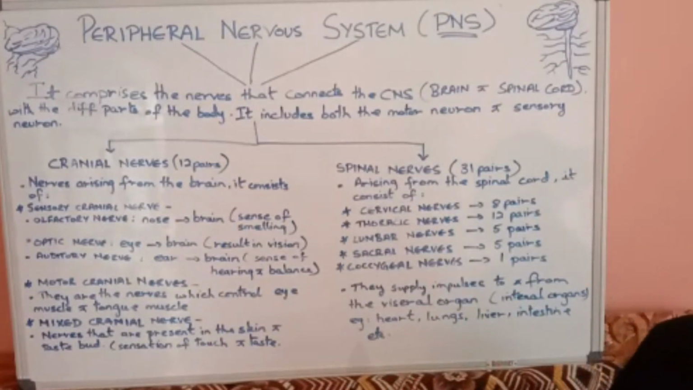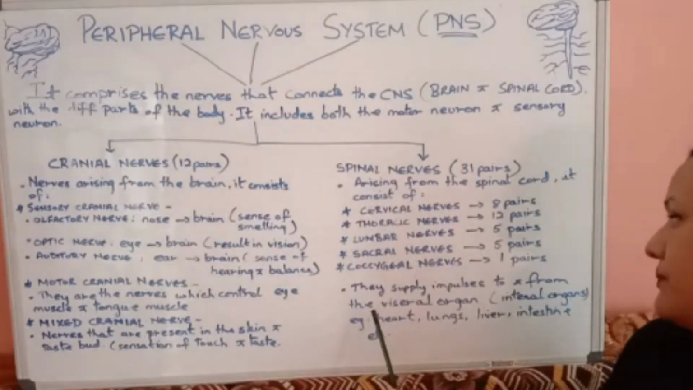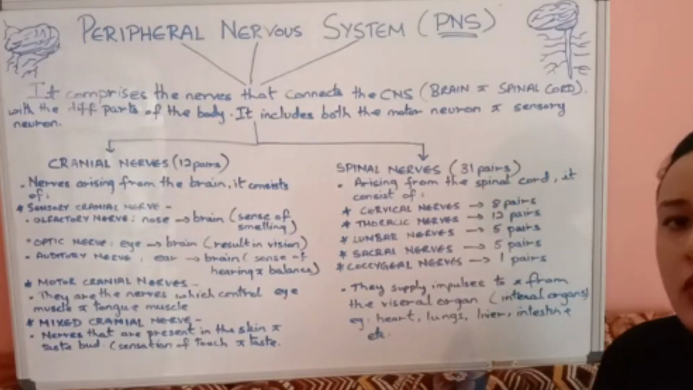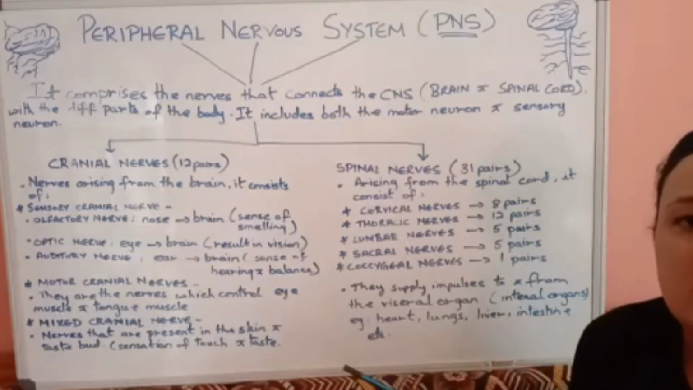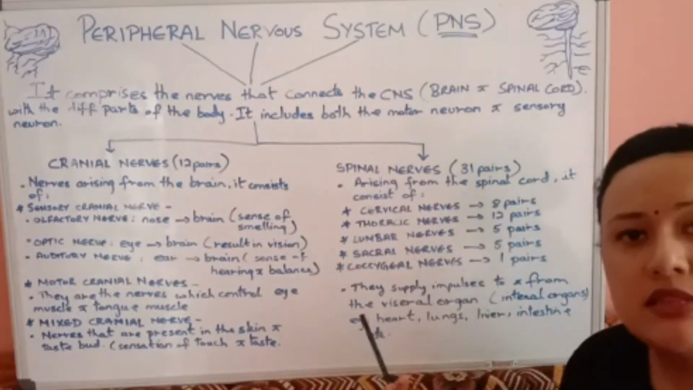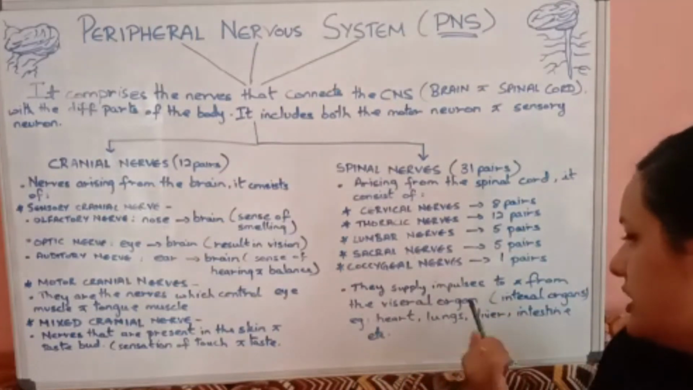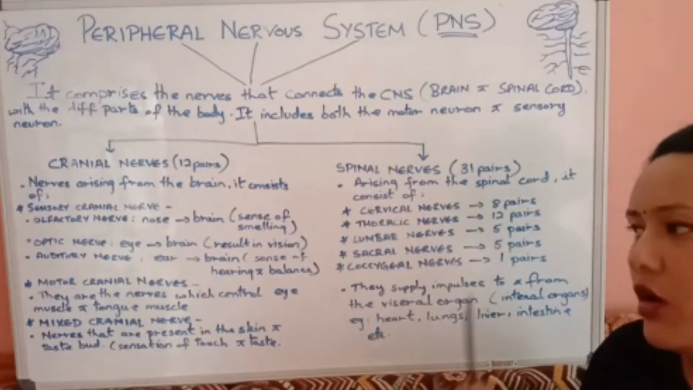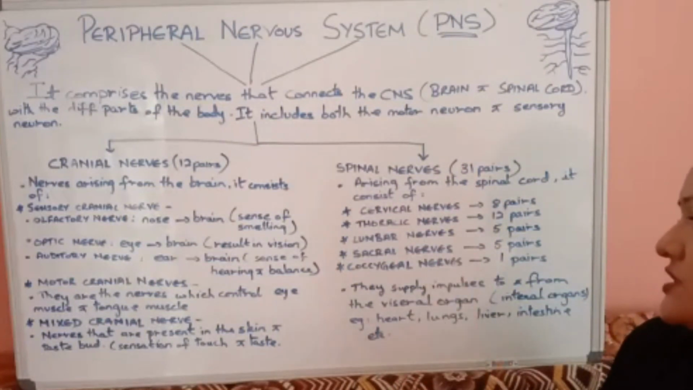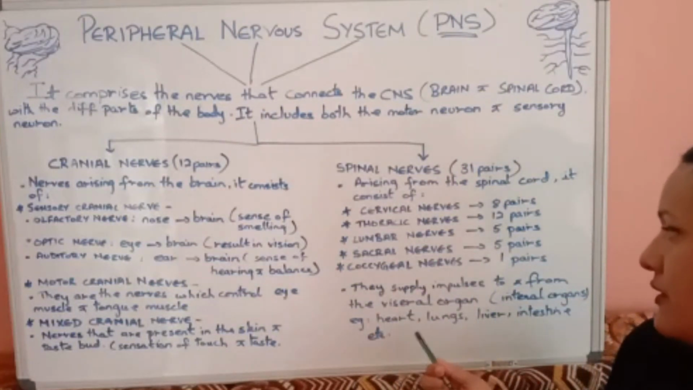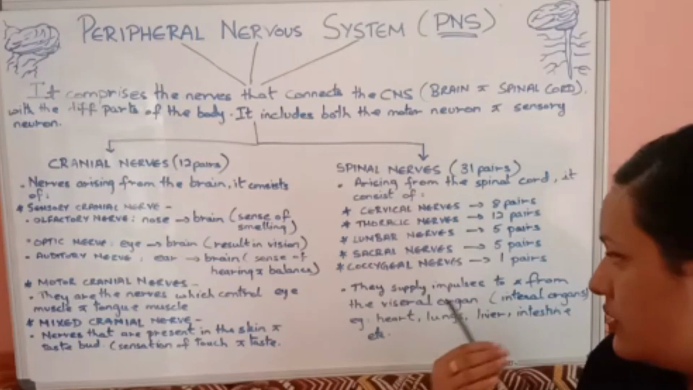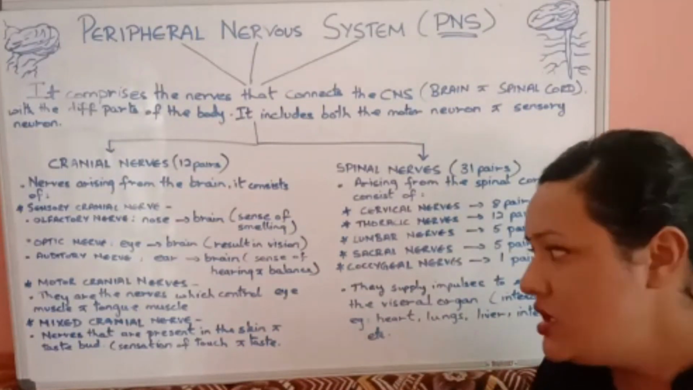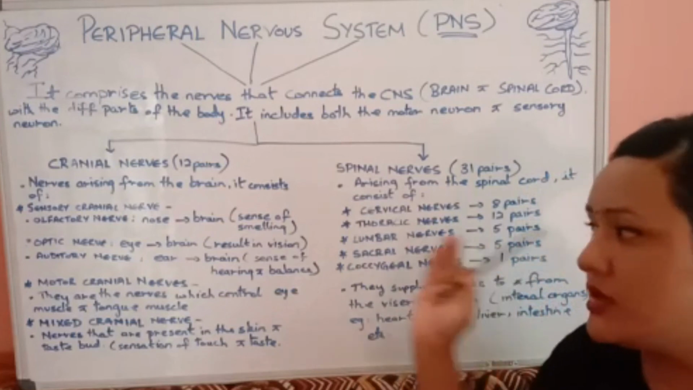The spinal nerves supply impulses to and from the visceral organs. Visceral organs are the internal organs present inside our body. The heart is one of your organs, your small intestine is also one organ, and lungs, liver and stomach are all internal organs. So these nerves send or take messages to and fro from the spinal cord to the visceral organs, or your internal organs. This is just an explanation of it.